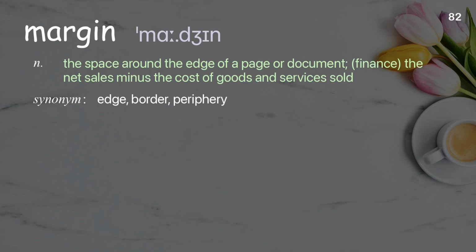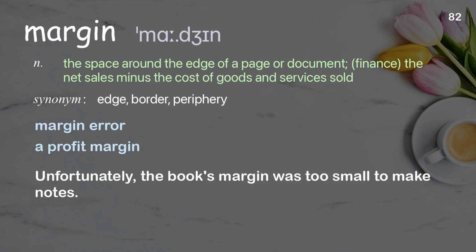Margin. The space around the edge of a page or document. In finance, the net sales minus the cost of goods and services sold. Examples: Margin of error. A profit margin. Unfortunately, the book's margin was too small to make notes.